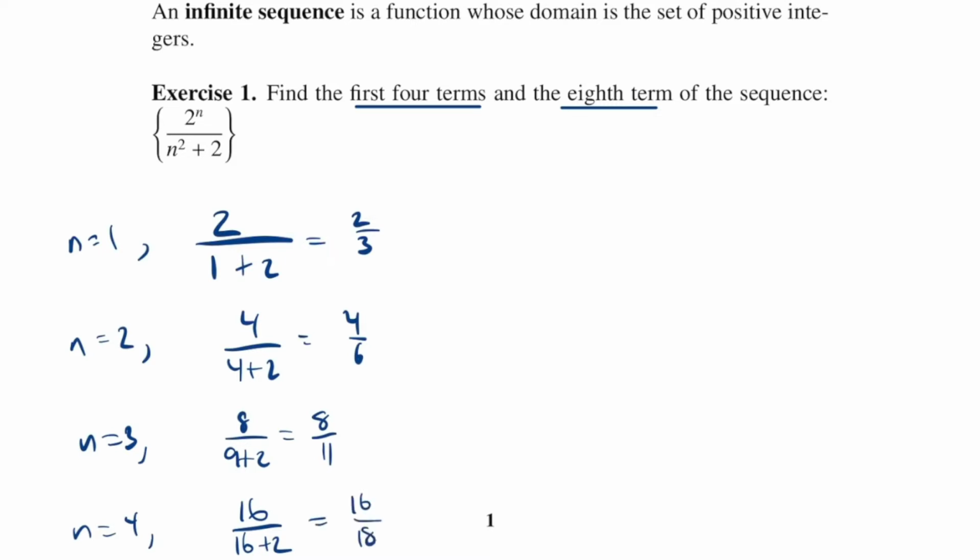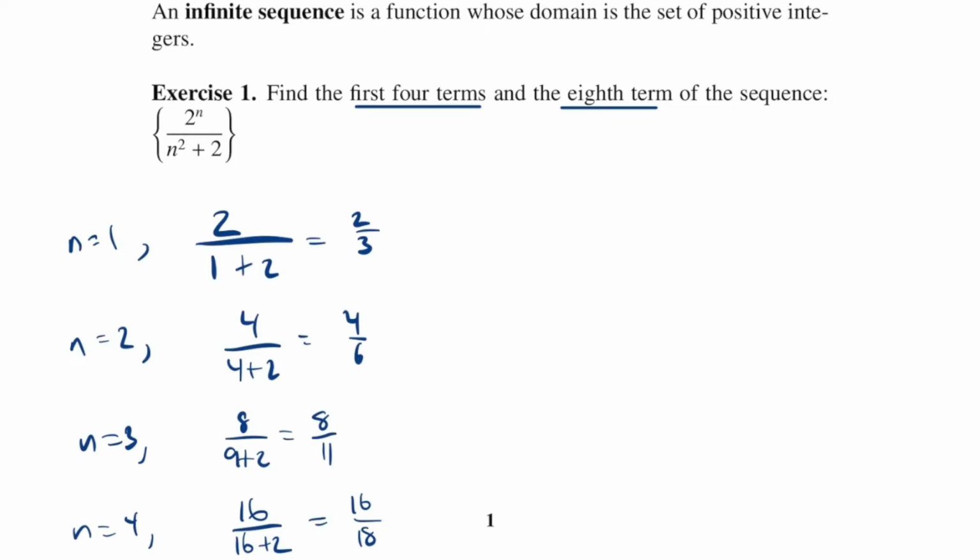And finally, the eighth term, we plug in 8. So that's going to be 2 to the 8th, which is 256, over 8 squared, which is 64, plus 2. So that's 256 over 66.